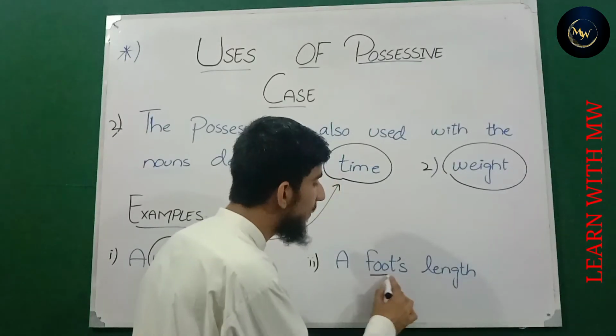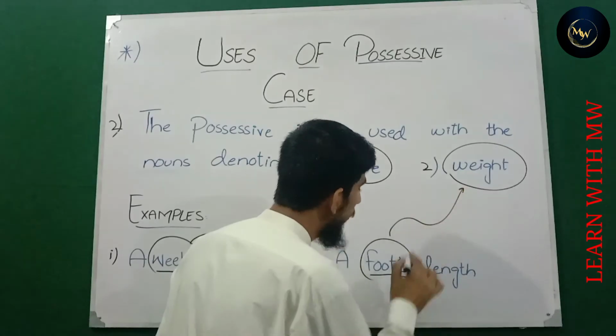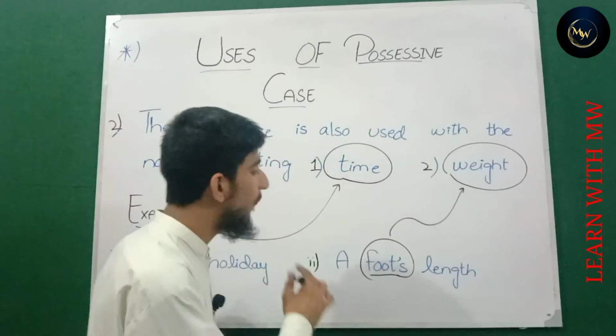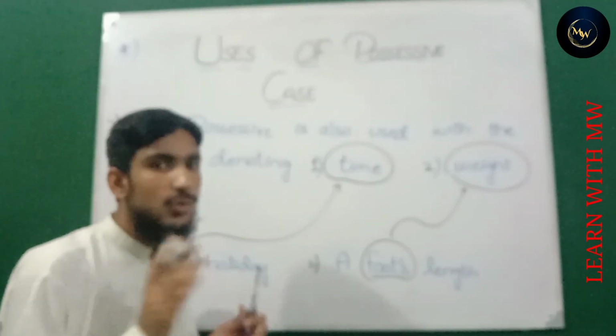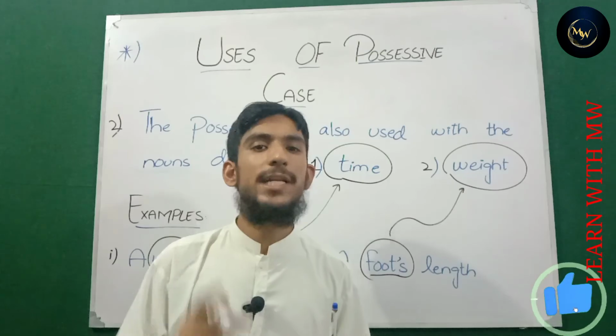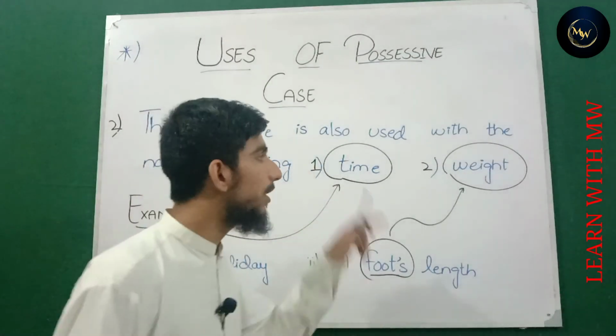Now foot is a noun and it denotes weight. So we use apostrophe s, which is the possessive case. So a foot's length, denoting weight. So we have learned that the possessive case is used with the noun denoting time and the noun denoting weight.